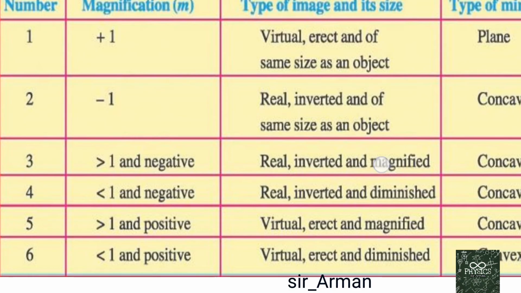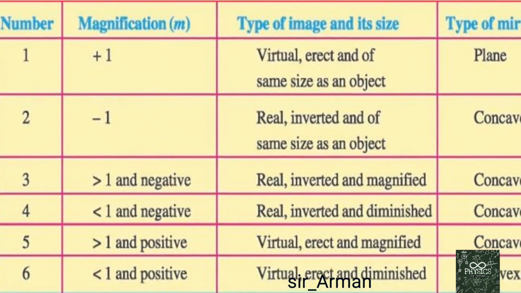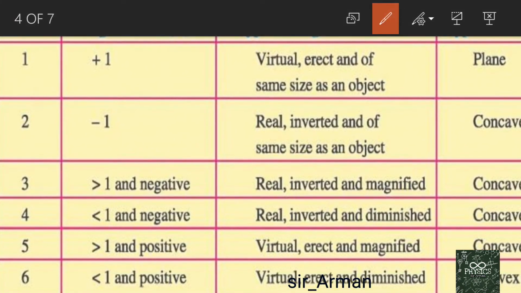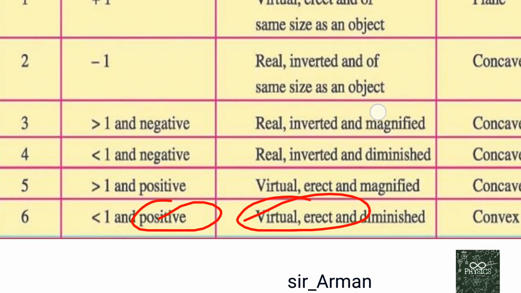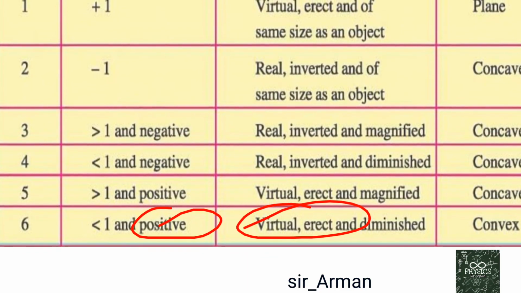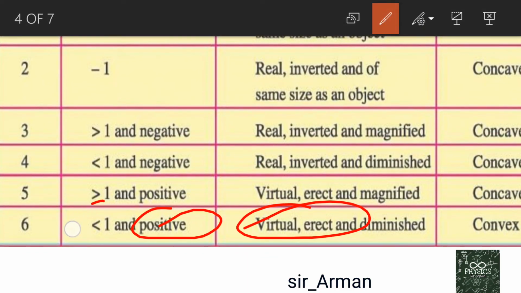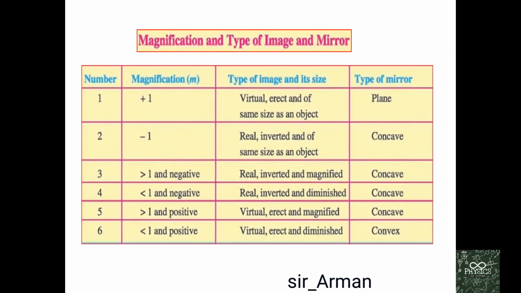Case number 5. Now here case number 6. Here again the magnification is positive, right? So positive indicates virtual and negative indicates real and inverted, but the size of the image is less than 1. Less than 1 means it is lying between 0 and 1, right? So here it is positive and less than 1. So let us try to verify that also.